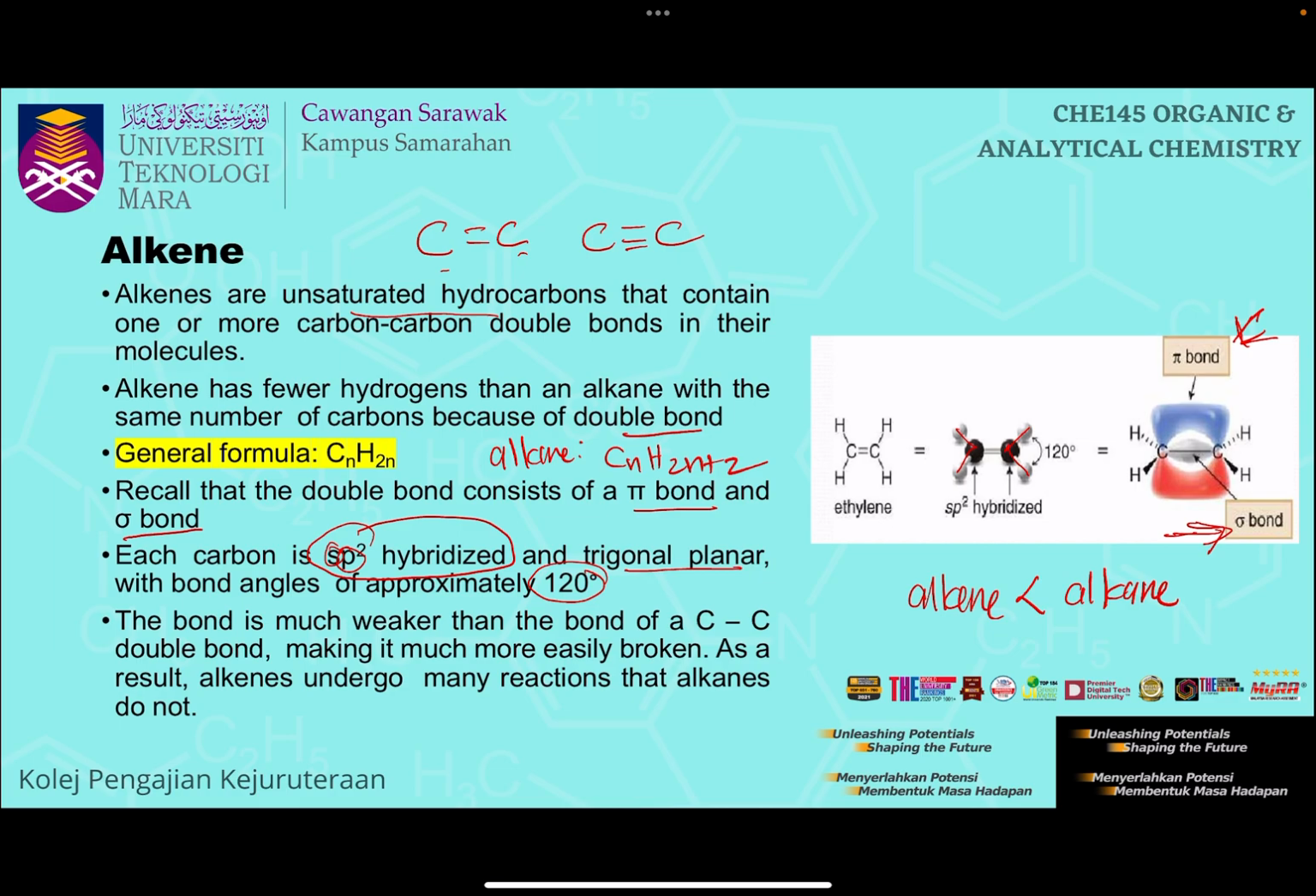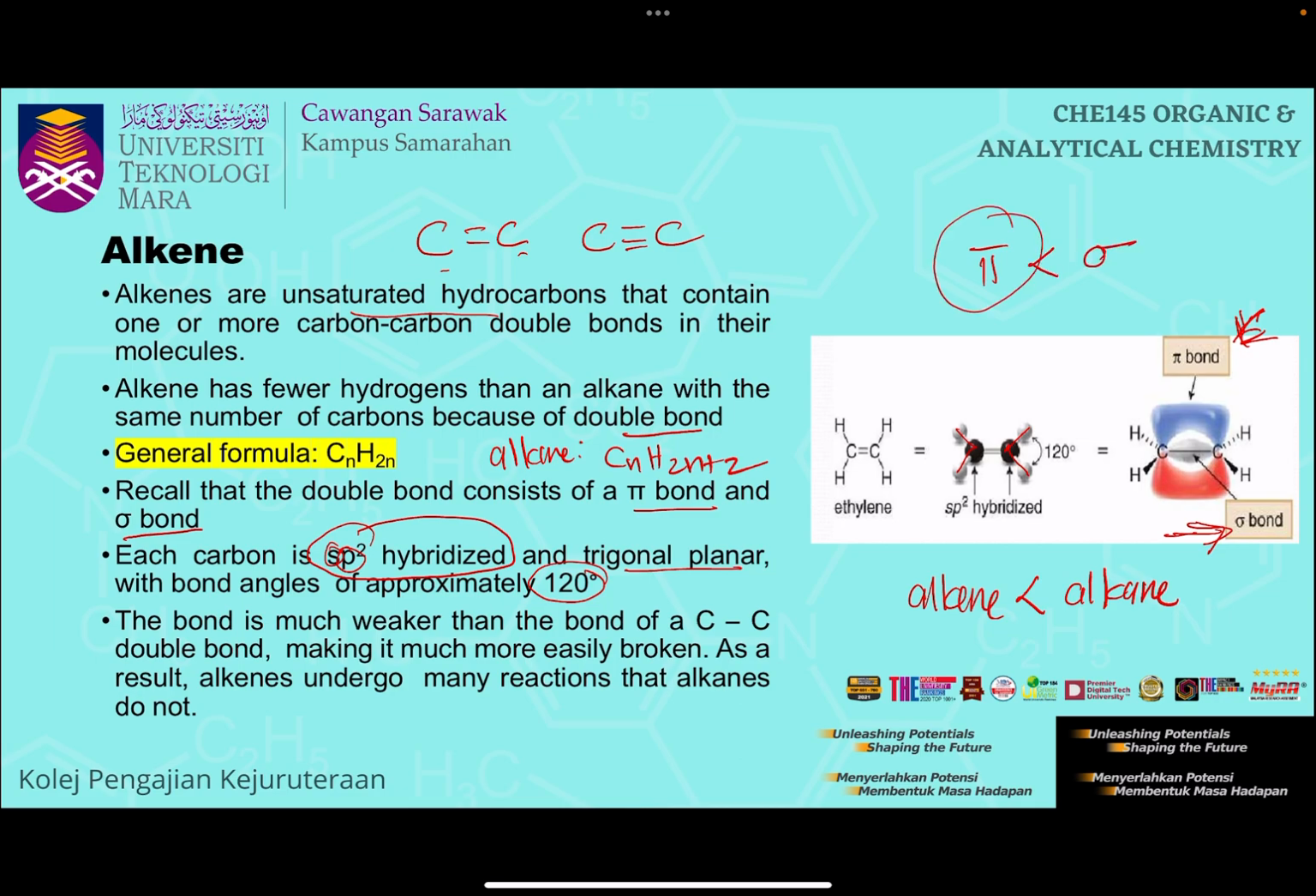Okay, it's easier to break the bonds because of the presence of a weak pi bond. So sigma bond is stronger than the pi bond. Sigma bond is stronger than the pi bond, but because of the presence of the pi bond, the energy required to break the pi bond is lower than the sigma.